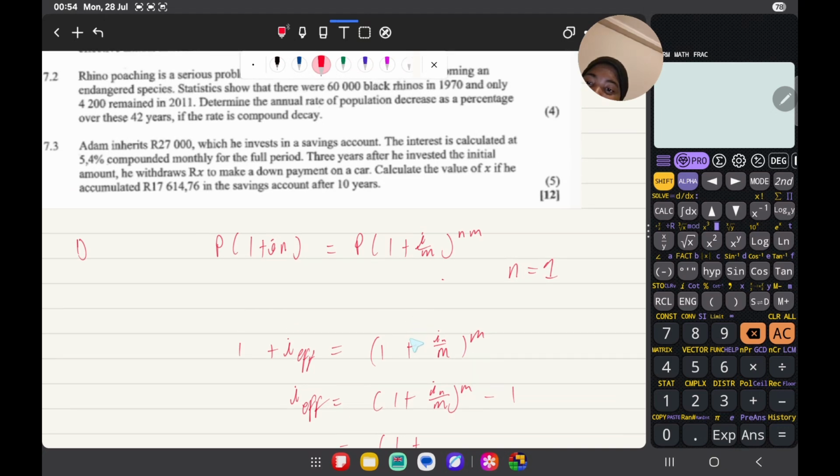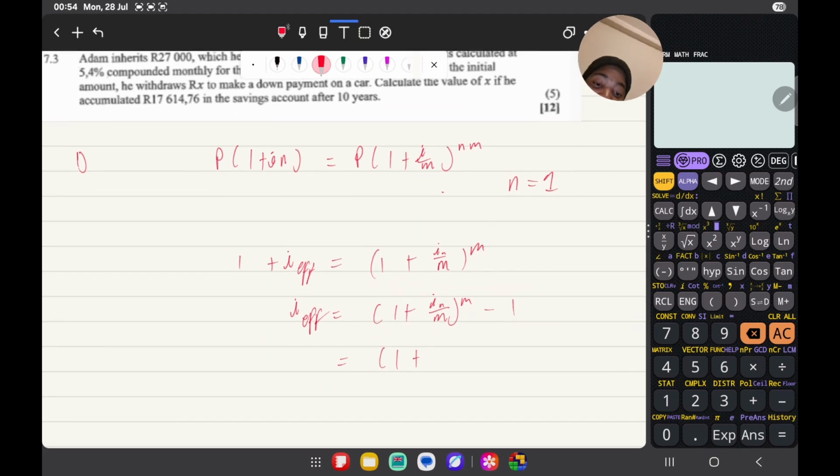Then substitution. Remember now it's 7.5 percent, so that is 0.075, divided by the compounding quarterly, so it's 4, and then to the power of 4. Time is 1 if you still want to include n, which is kind of pointless to actually include, minus 1.